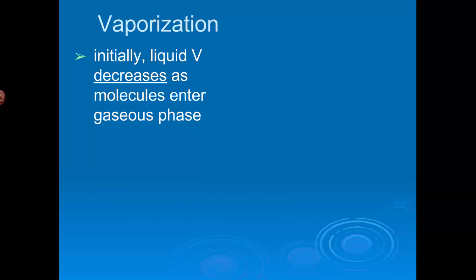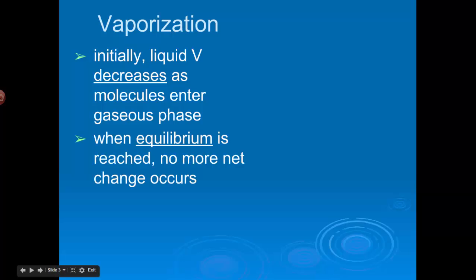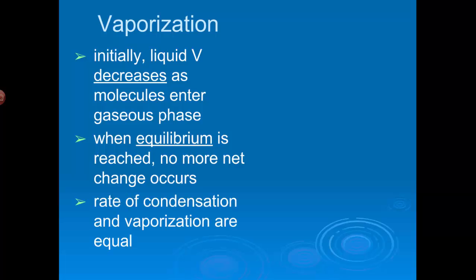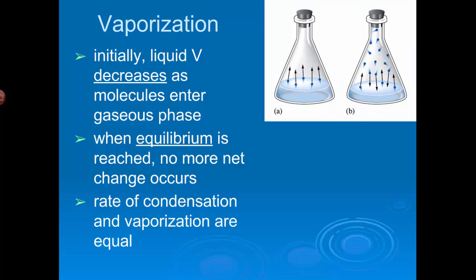Initially, when you vaporize a liquid in a container, the volume of the liquid is going to go down a little bit as some of the liquid particles turn to gas. But eventually, you're going to reach a position called equilibrium, which means balance. Okay? And once you reach equilibrium, the volume of the liquid doesn't change. There's no more net change in volume. So the rate of condensation is equal to the rate of vaporization. As many molecules as are leaving the liquid are returning to the liquid once you've reached equilibrium.